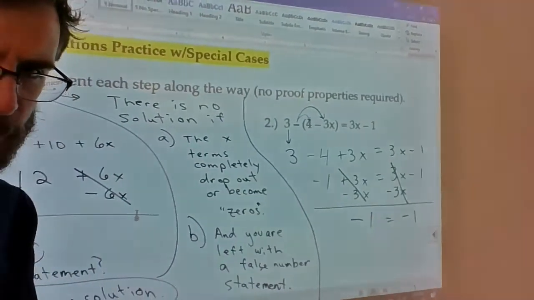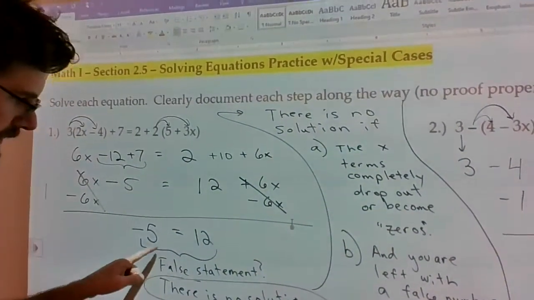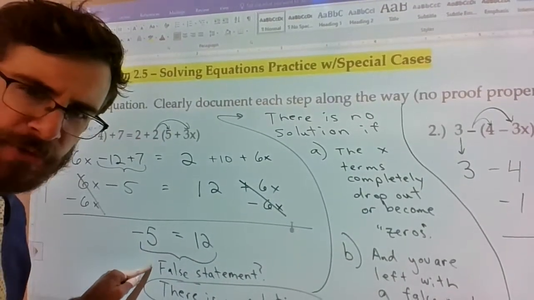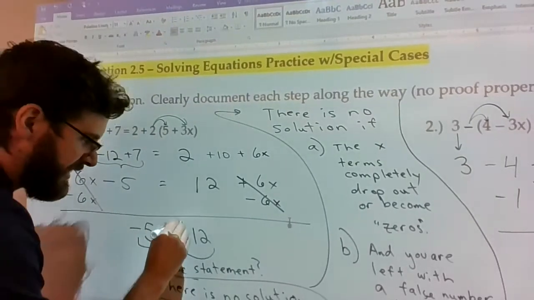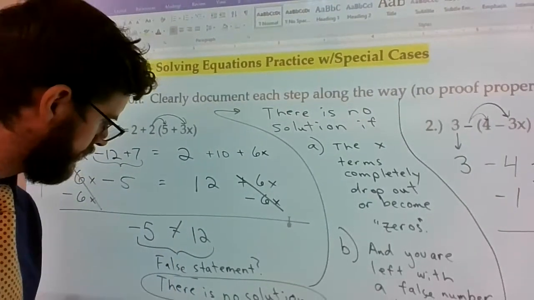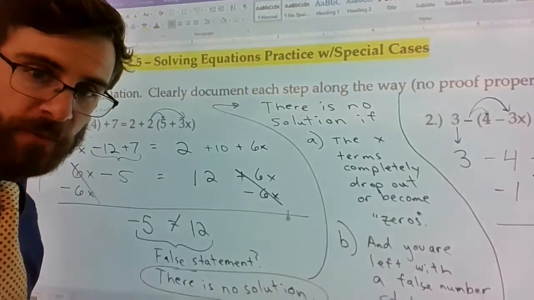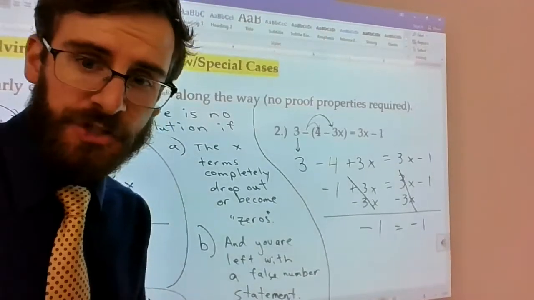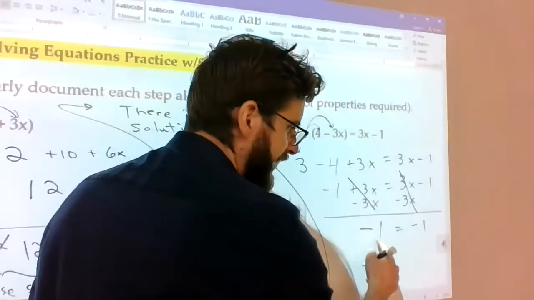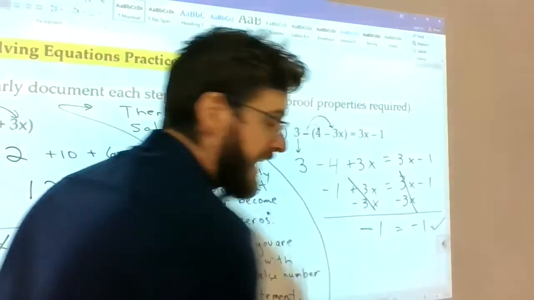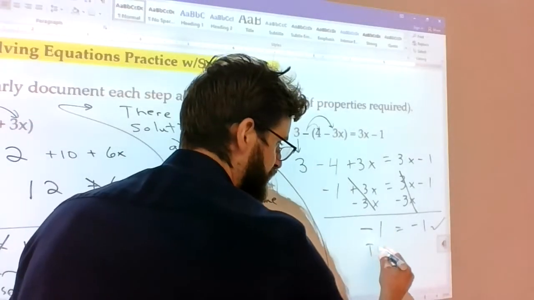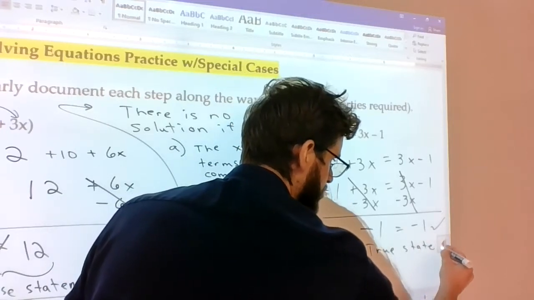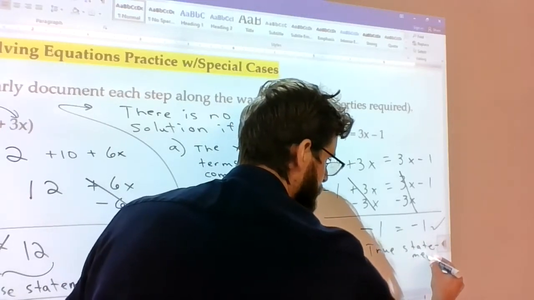So it kind of looks similar to what we had over here. Yeah, the variables dropped out completely, but we were left with a false statement. Negative 5 does not equal 12, and that's why it's false, and that's why we put no solution there. If you look at number 2, yeah, the x's dropped out, but negative 1 does equal negative 1. That's a true statement. This is a true number statement.